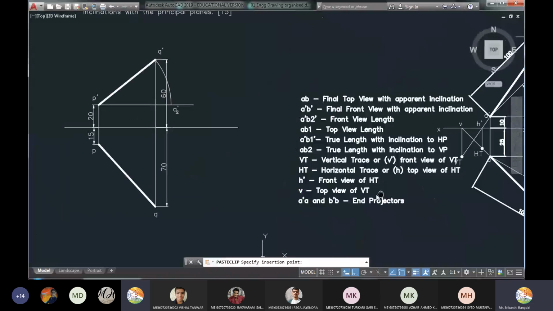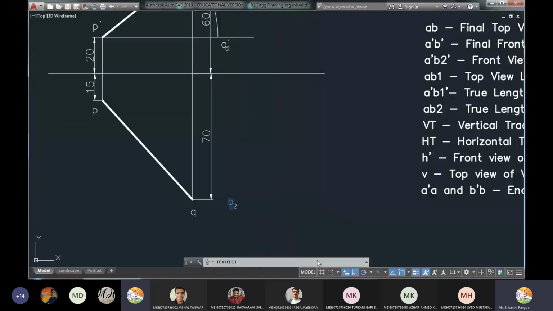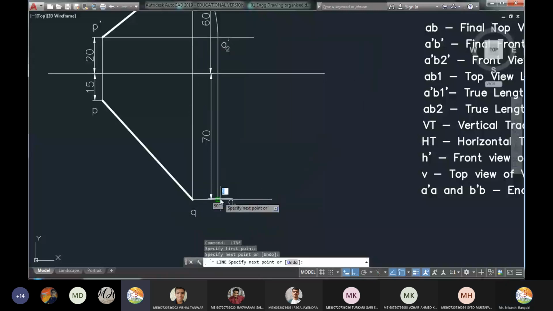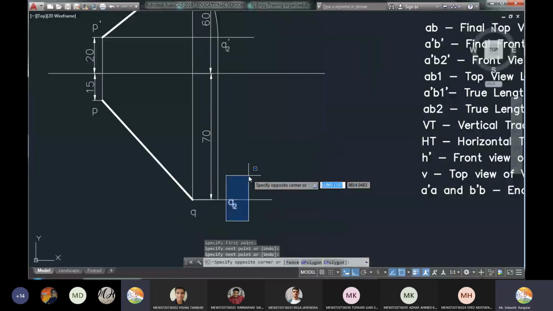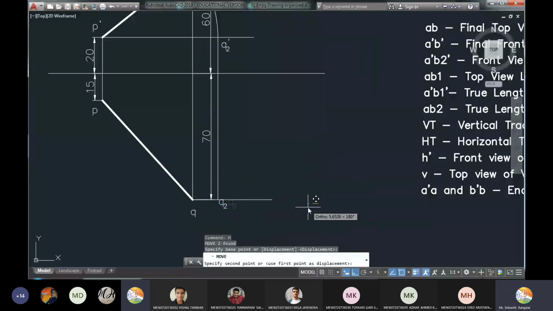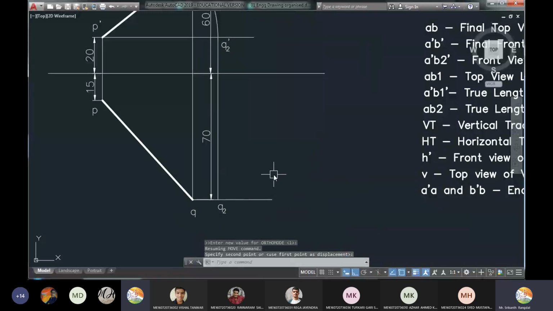So now I need Q2 here. Where will we get Q2? From this end point, draw a horizontal line, and from Q2 dash, draw a vertical line. Okay, so we got the intersection point. That is Q2.